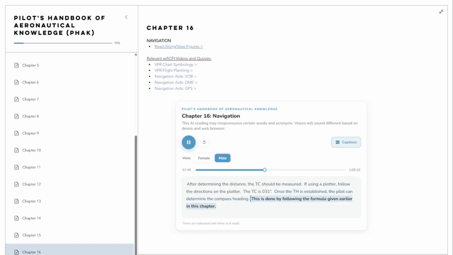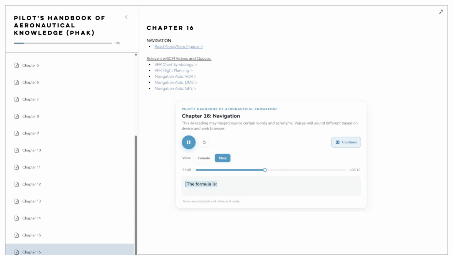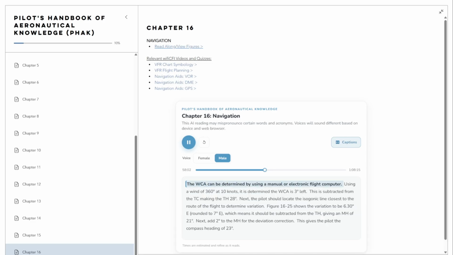This is done by following the formula given earlier in this chapter. The formula is TC plus or minus WCA equals TH plus or minus V equals MH plus or minus D equals CH. The WCA can be determined by using a manual or electronic flight computer. Using a wind of 360 degrees at 10 knots, it is determined the WCA is 3 degrees left. This is subtracted from the TC, making the TH 28 degrees.